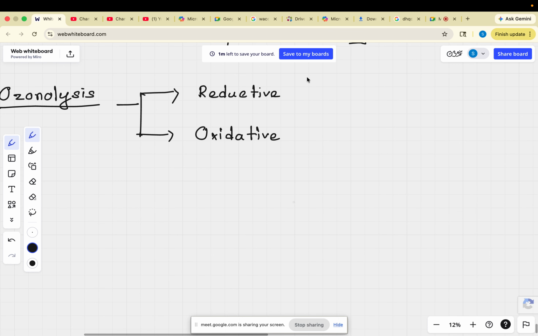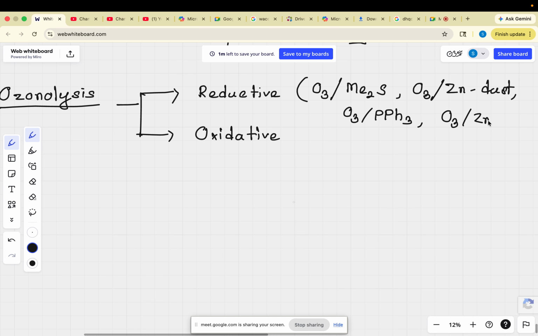Now what are the reagents? First of all I am writing for reductive. Here you will have ozone in presence of dimethyl sulfide, Me2S, or you can use ozone in presence of zinc dust, or ozone in presence of PPh3, or someone can also use ozone in presence of zinc and acetic acid. So these are the reagents we use for reductive ozonolysis.